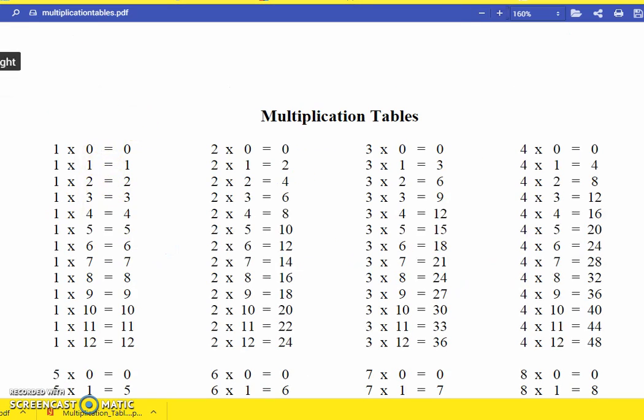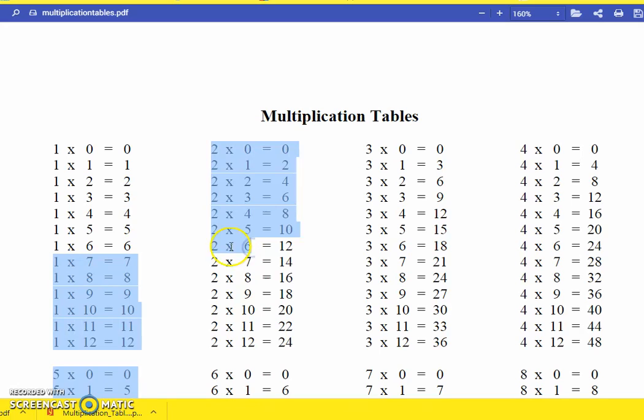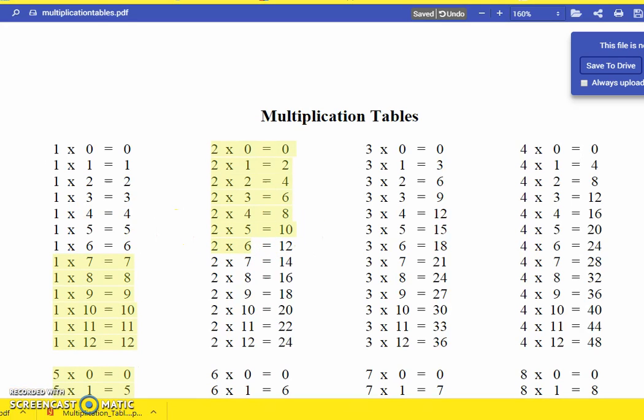Here it is. I'll get a highlighter, some yellow. Okay, I'll do 2 times 6. Oops, sorry. Didn't want to do that. Let me get my pencil instead, because it's being silly. Sorry. 2 times 6 is 12, right?